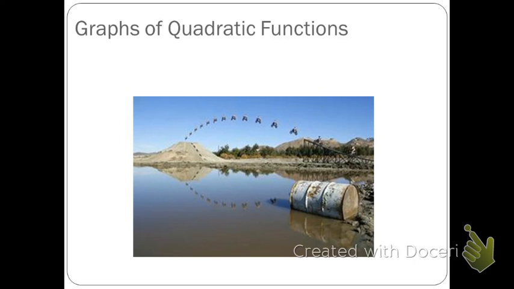Another common application of parabolas is with what's called projectile motion. Anytime something is thrown or jumps or is dropped, you can use a parabola to model its motion. I don't know how well you can see this little guy right here, but this is a picture of a ramp with a stunt biker making a jump over a river, and the path that his jump follows is a parabola.